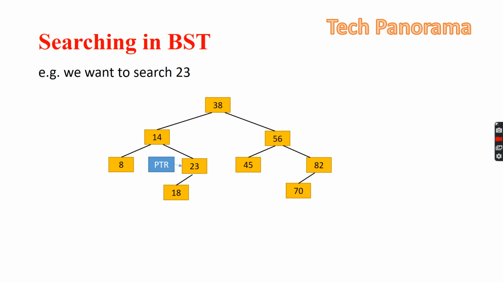Again we will compare our item, that is 23, with the pointer value, that is 23. Now as we can see that 23 is equal to the value at PTR, 23, so our search is successful.